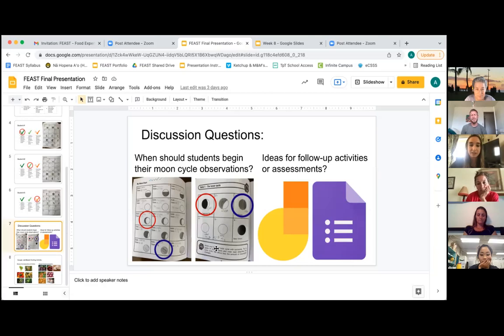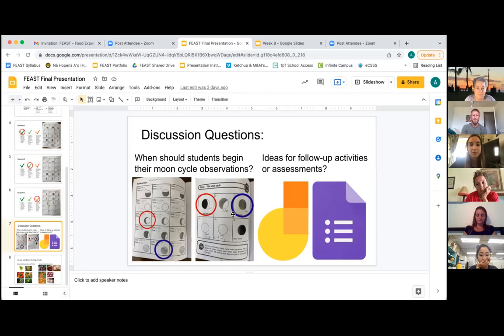The first question I had was, when should students begin their moon cycle observations? The reason I asked is, if you look at student one's work, we didn't notice the first crescent moon until the red circle here in the third week. And we didn't notice the first full moon until the last week of observations, because we started just before the new moon.